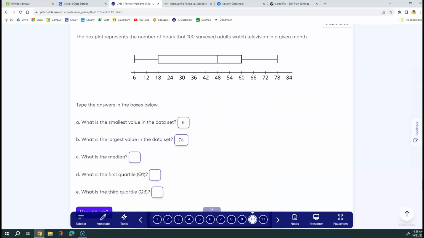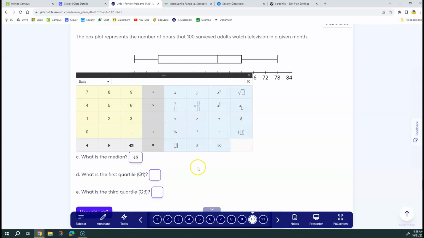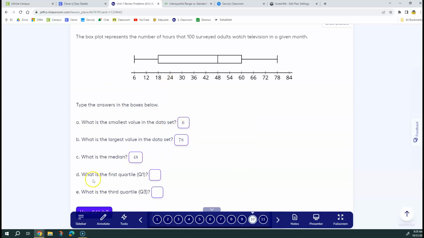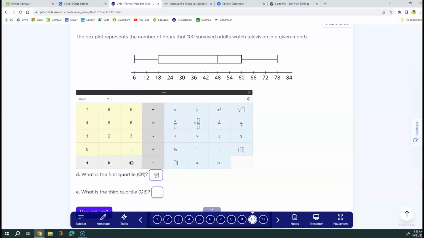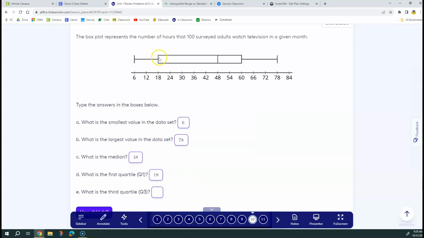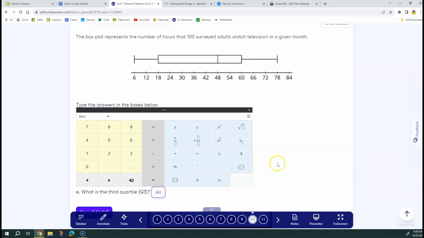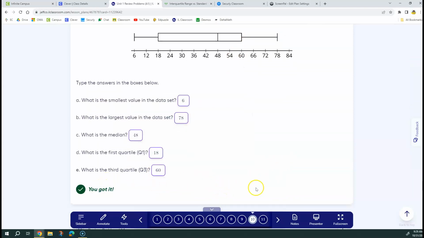The median, we're inside the box in that line. The line falls right there at 48. And the first quartile, that means where does the first quartile start? So where's the start on the box? That's quartile 1, and that starts at 18. So the first quartile, we're looking at the starting box right there. Okay. And the third quartile, we're looking at the ending box here, which is 60. And there we go, all of that information from the box plot.